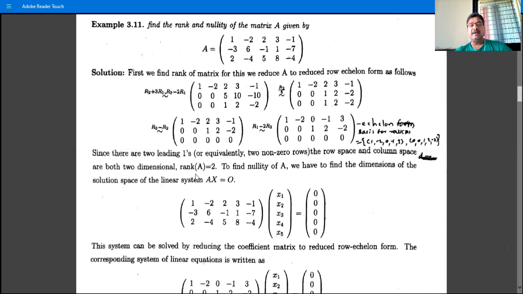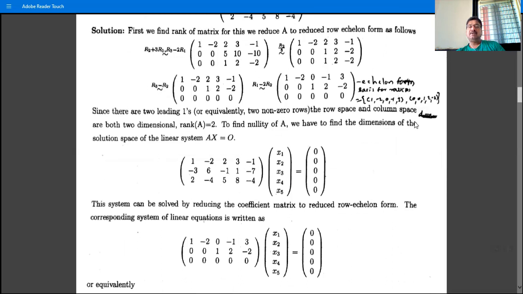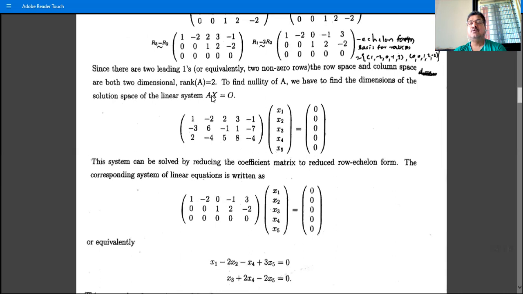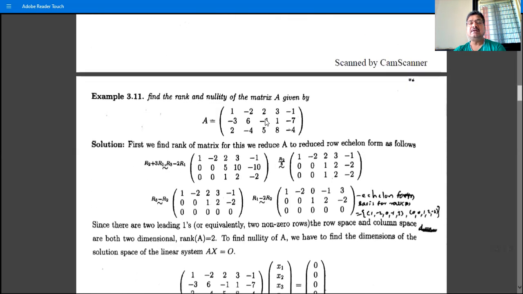So in order to find that the rank of A is 2, we have to find the basis for either the row space or the column space, one of them. So write either the basis for the column space or the row space. No need to write both bases. So next we have to find the nullity of the matrix A.